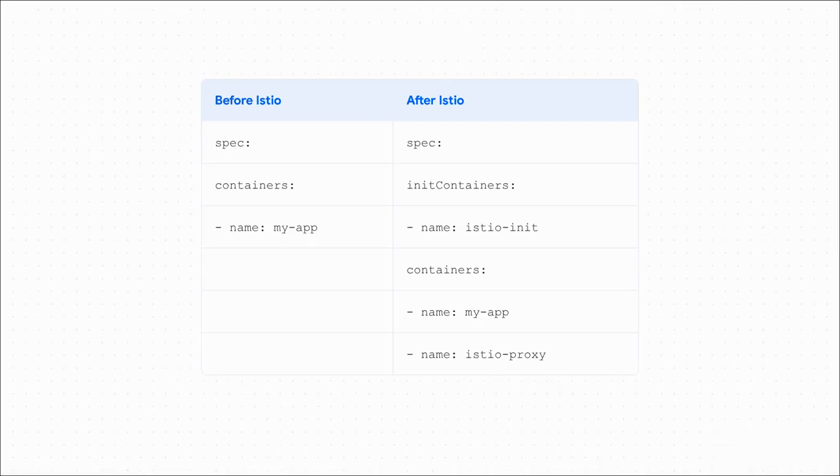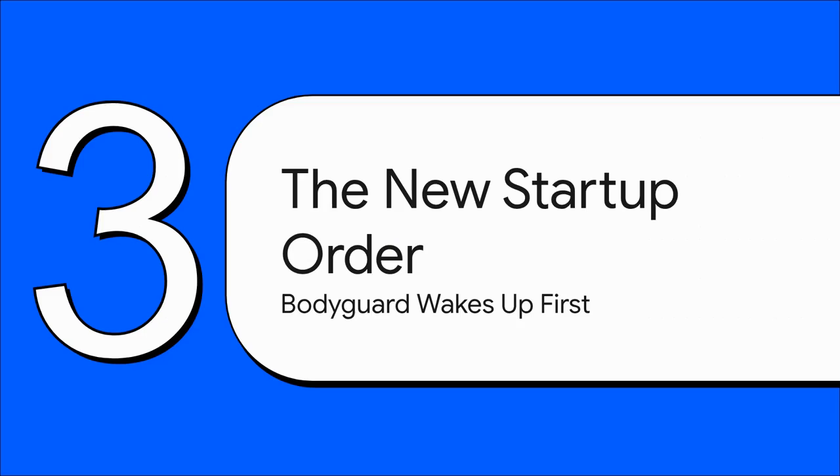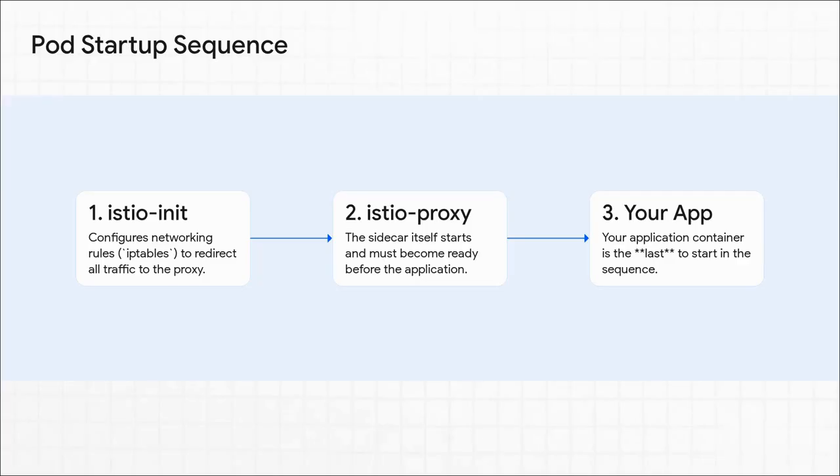Now check this out, because this is where it gets really interesting. You'd think you're just getting one extra container, right? Nope, you actually get two. Your simple one-container pod is automatically transformed into a pod that has an Istio init container and an Istio proxy container. All of a sudden, your app isn't alone anymore. And this new bodyguard, well, it has a very strict house rule. It always wakes up first. This creates a brand new, non-negotiable startup sequence inside your pod. So here's the crucial part. Your application now starts dead last.